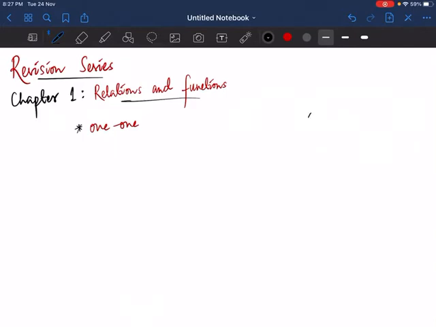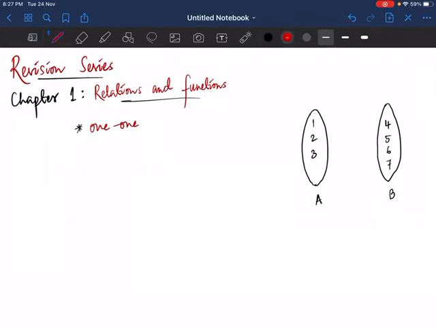So when I'm going to write a function, here we have a set A and here we have another set B. So if I have some elements in A, suppose I'm writing 1, 2, 3, and if I have some elements in B, that is 4, 5, 6 and 7, if I write like that. Now if I say that 1 is related with 4, I will give it an arrow mark, 2 is related with 5, then 3 is related with 6.